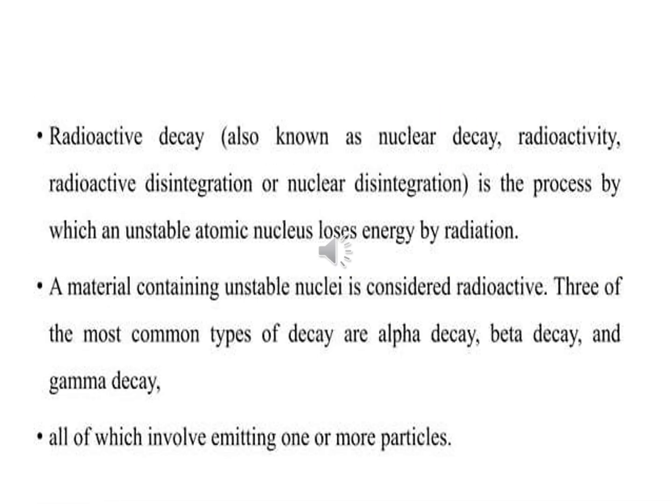Radioactive decay, also known as nuclear decay, radioactivity, radioactive disintegration or nuclear disintegration, is the process by which an unstable atomic nucleus loses energy by radiation. A material containing unstable nuclei is considered radioactive. Three of the most common types of decay are alpha decay, beta decay, and gamma decay, all of which involve emitting one or more particles.